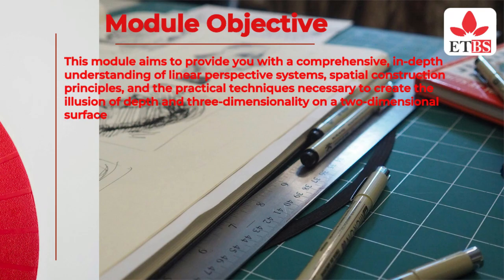Module Overview. This module aims to provide you with a comprehensive, in-depth understanding of linear perspective systems, spatial construction principles, and the practical techniques necessary to create the illusion of depth and three-dimensionality on a two-dimensional surface. You will master how to use vanishing points, horizon lines, and construction methods to accurately position objects in space and understand how perspective governs the visual world in both observational and imaginative drawing.